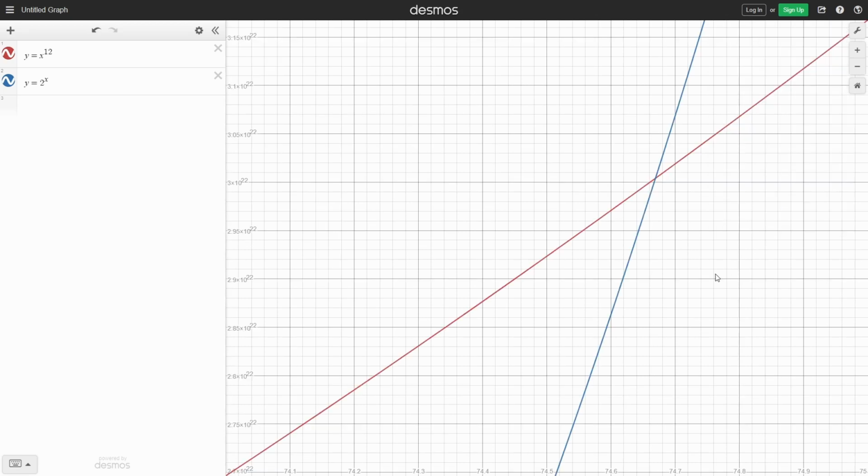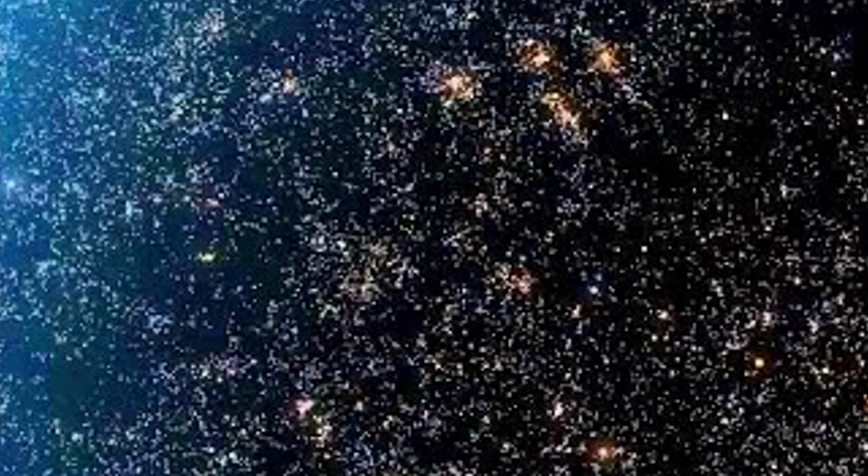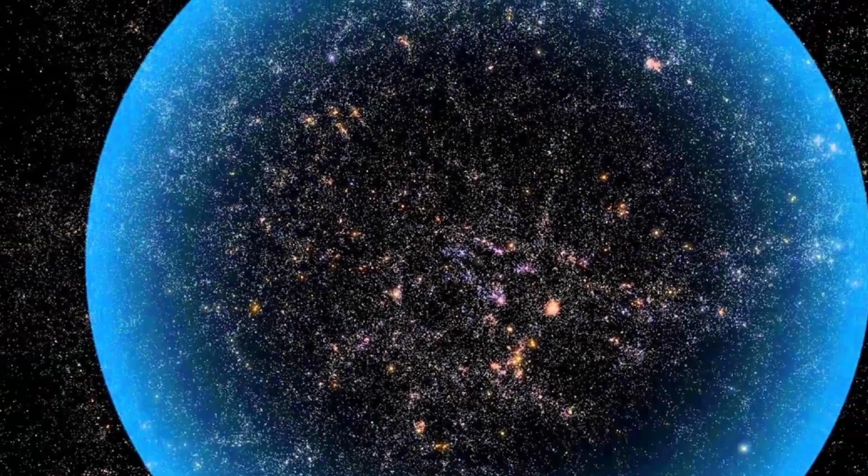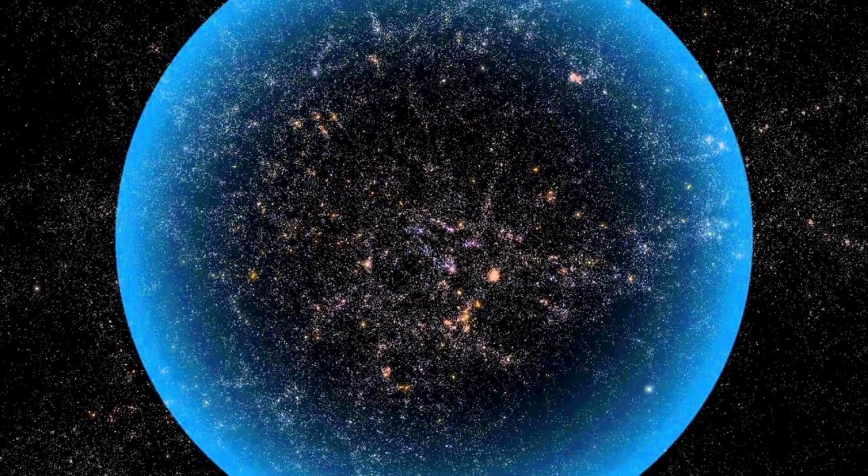And wow, like magic, it looks like we found that third intersection point, hidden way up in the stratosphere of the y-axis at an astronomically large value of 3 times 10 to the 22nd power. That value, by the way, is just 1 order of magnitude less than the distance in miles from Earth to the edge of the universe.